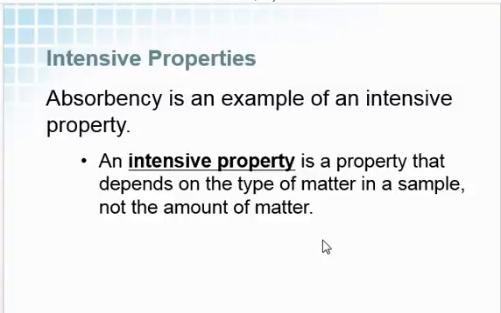An intensive property is a property that depends on the type of matter in the sample, not the amount of matter. Let's take a tissue paper, for example. A small tissue will absorb water and get wet. A big tissue will absorb water and get wet. It doesn't matter how big or small the tissue paper is, it will still absorb water. As opposed to a piece of rubber, for example: a small piece of rubber will not absorb water, and a big piece of rubber will not absorb water either. It doesn't matter how big or small. That's an intensive property.